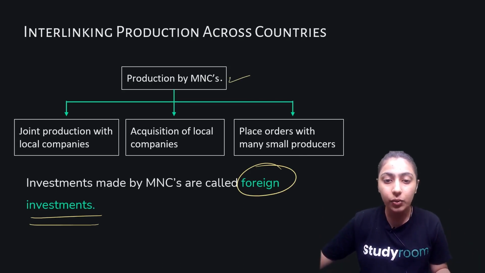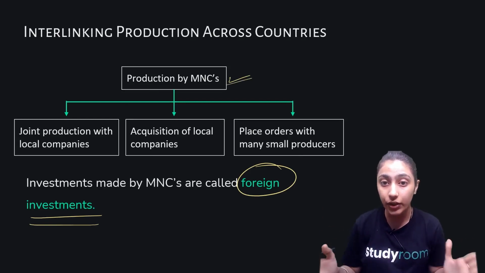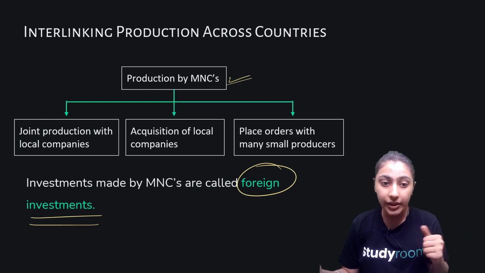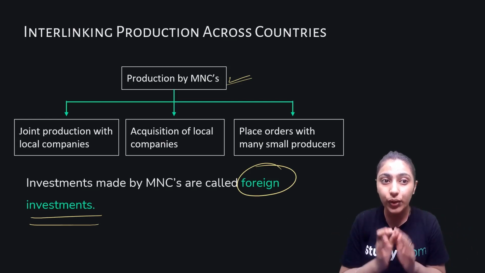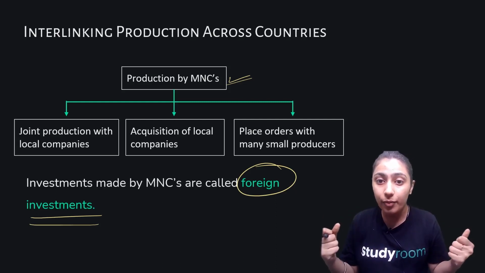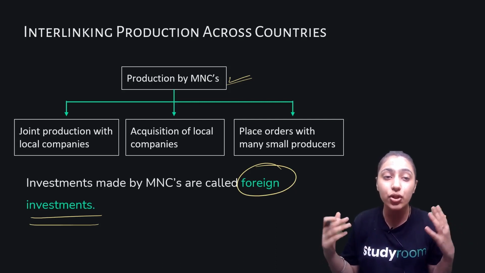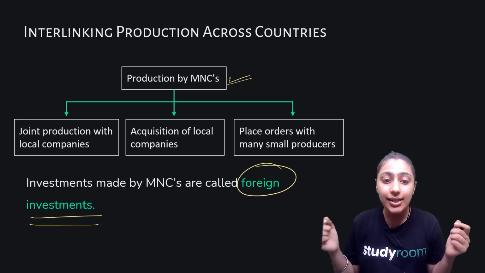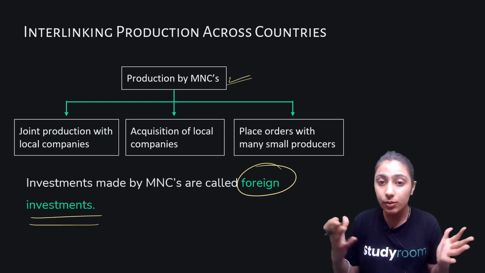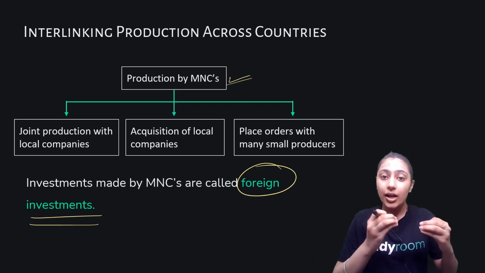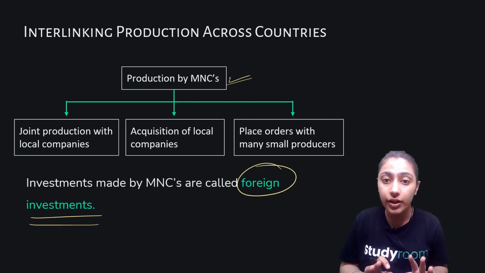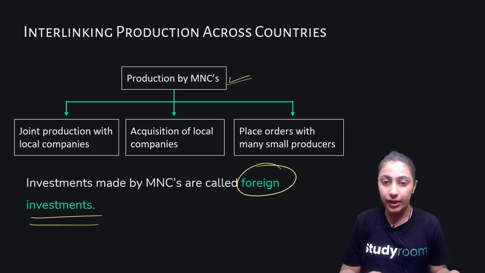Over here, there are some underlying details given about MNCs. First is joint production with local companies. Instead of investing a large sum of money in the production part, they shake hands with some local companies. Second is acquisition of local companies. Third is placing orders with many small producers. What they do is place orders with many small producers in order to get their goods and services faster and at a cheaper rate.